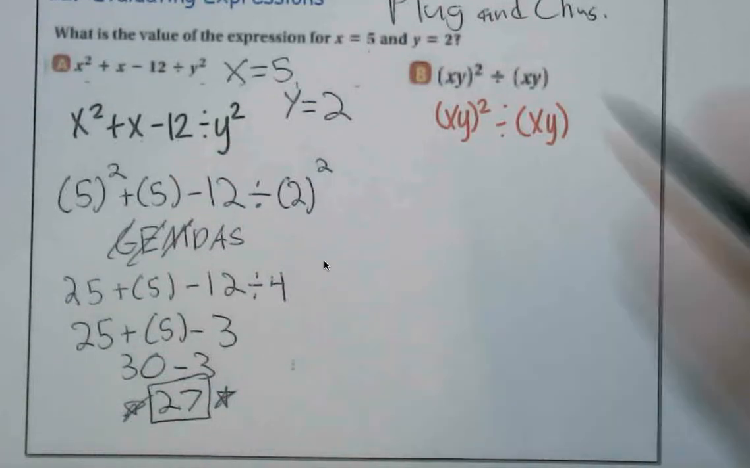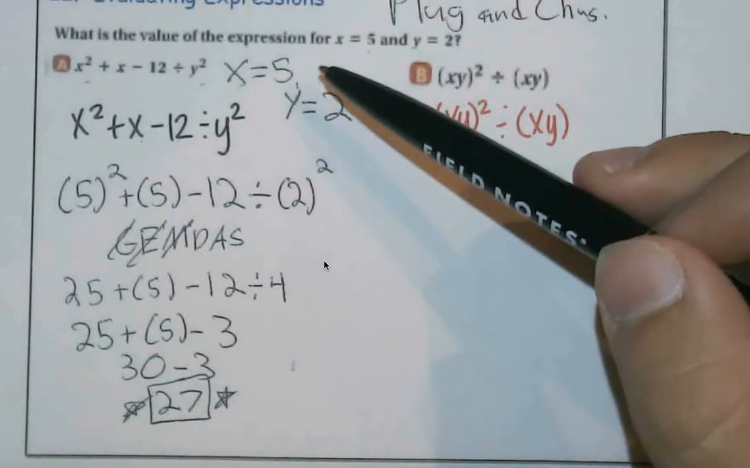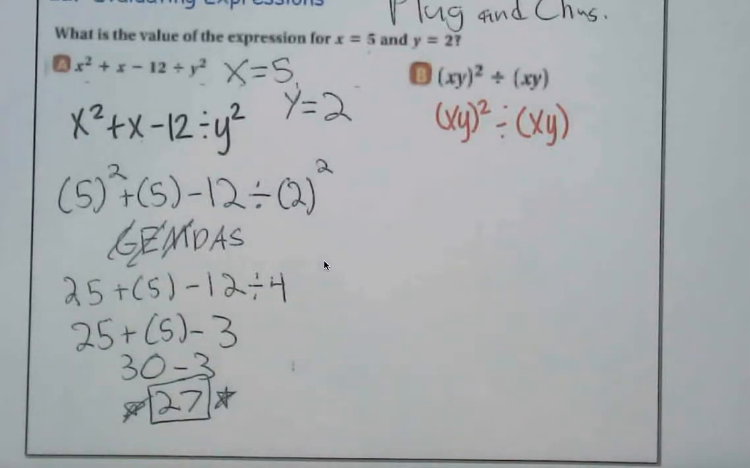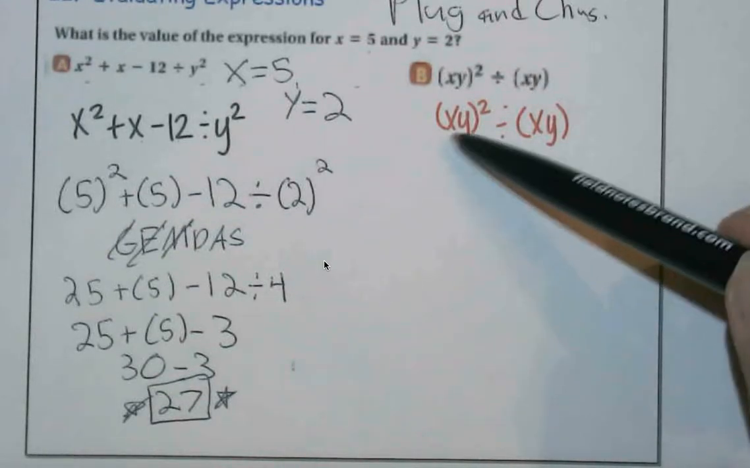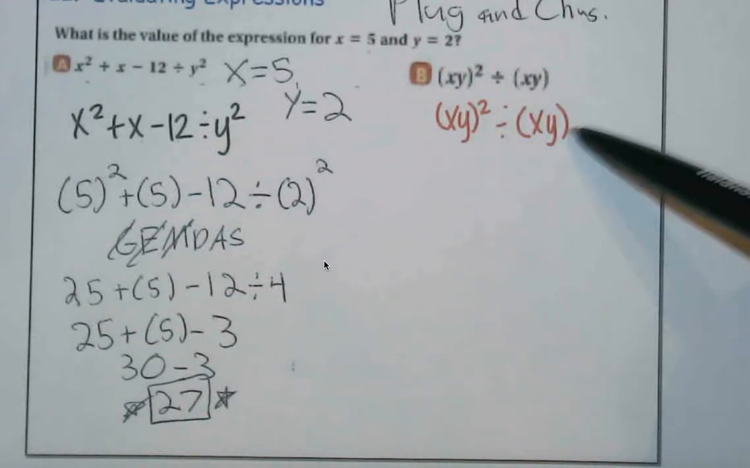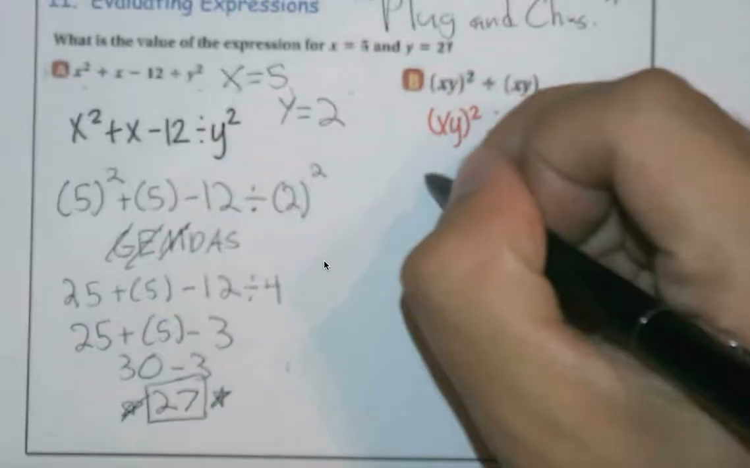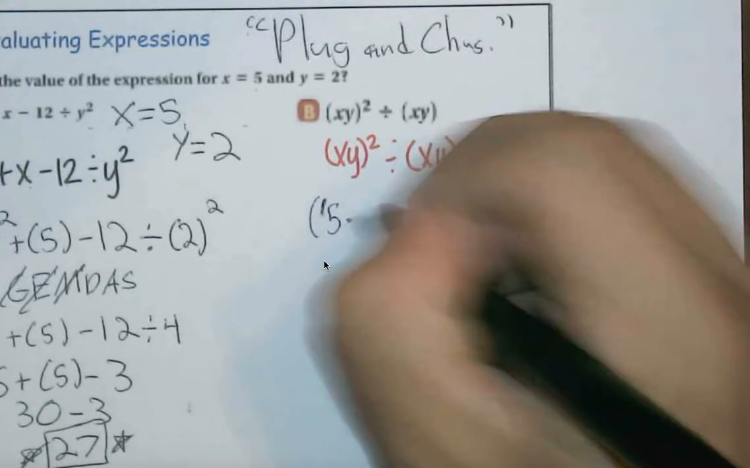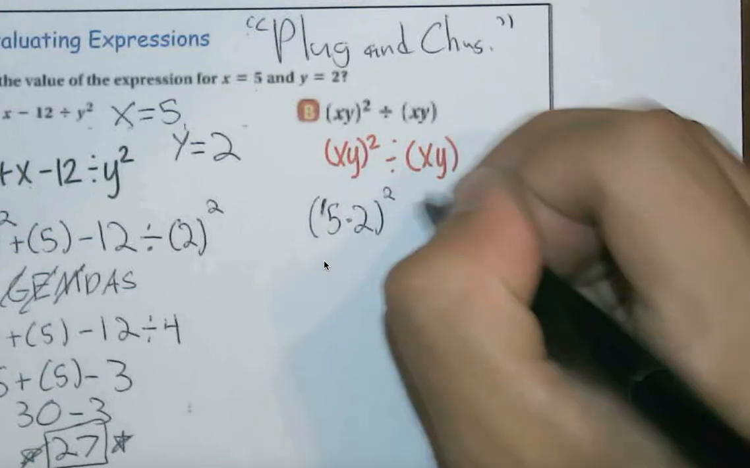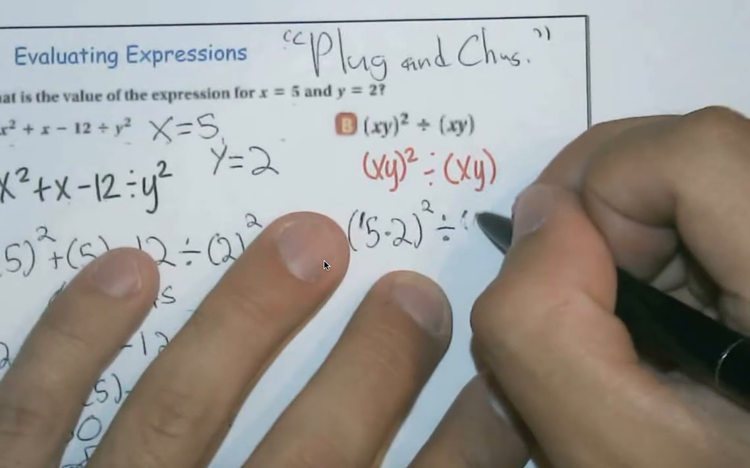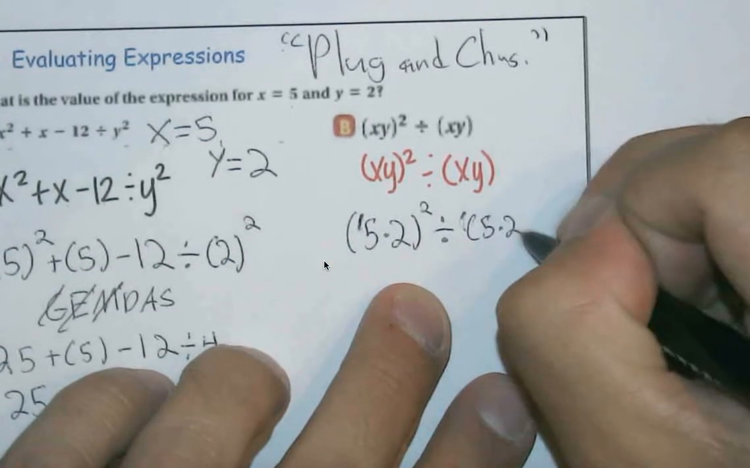And I say plug and chug again because I was given some value. I just plugged in to evaluate what's going on. For B, we have the product of x and y being squared, then dividing by x and y. So we know what x is. We know what y is, so they're multiplying, being squared. This is dividing by the product of 5 and 2.